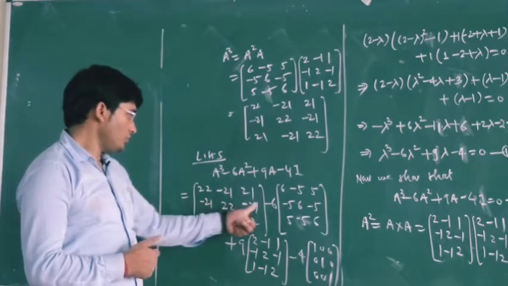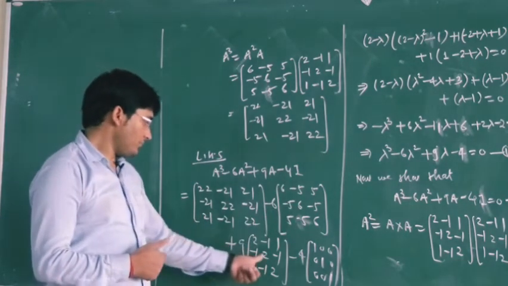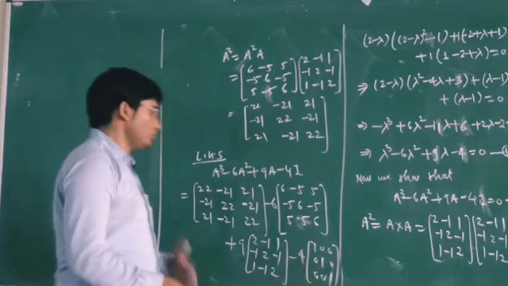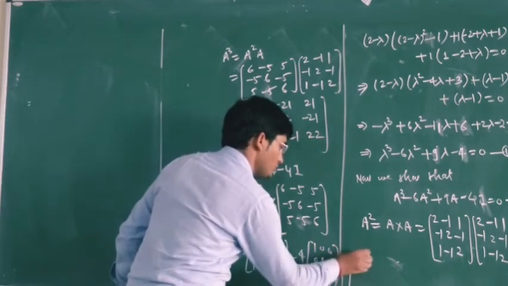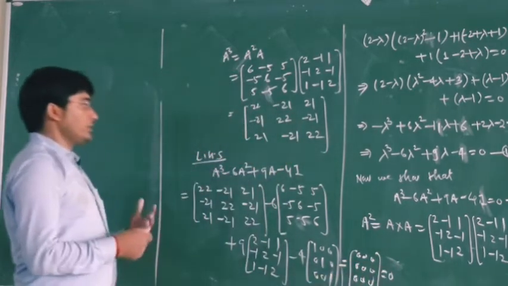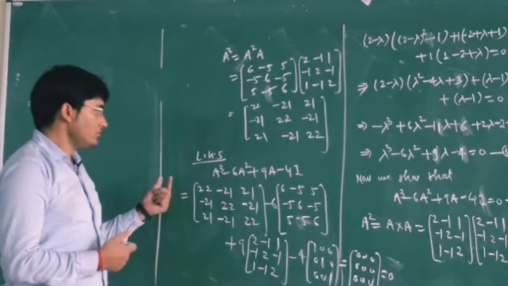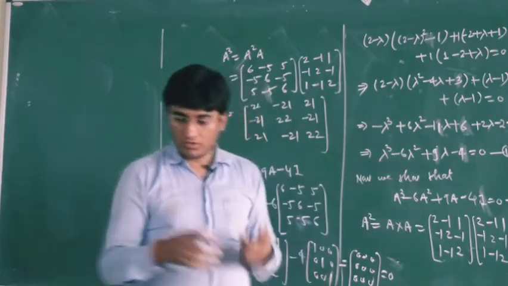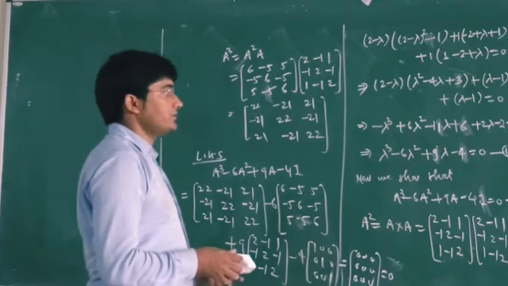Then we have 22 minus 36. So we have minus 14. Then we have plus 18. So plus 4 and here we have minus 4. So we can see that this is equal to 0, 0, 0, 0, 0, 0 and then 0, 0, 0. So this is equal to 0. So we can say that your left hand side is equal to the right hand side. That means the matrix A satisfies its characteristic equation. So the Cayley-Hamilton theorem is verified.